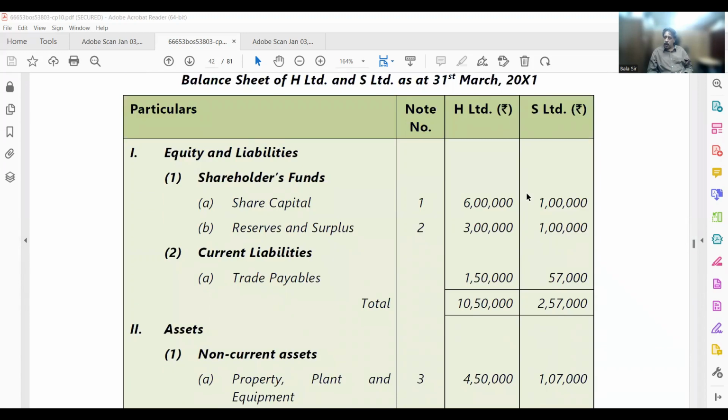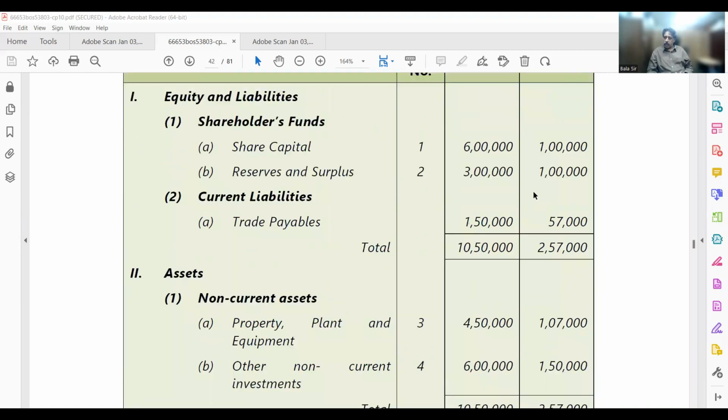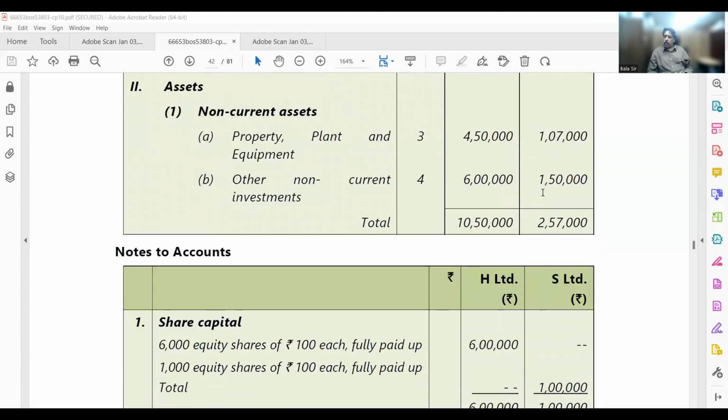Now, what is equity share capital given for S Limited? Rupees 1 lakh. And is there a note for that? Yes. We'll read that later. And what are the reserves and surplus of S Limited? 1 lakh rupees. And there is a note for that. Okay, good. And then on the asset side, have they given property, plant and equipment? Yes, sir. And how much is given under S Limited? 1,07,000. Is there a note for that? Yes. Note number 3. Okay, let us go through note numbers 1, 2, and 3.